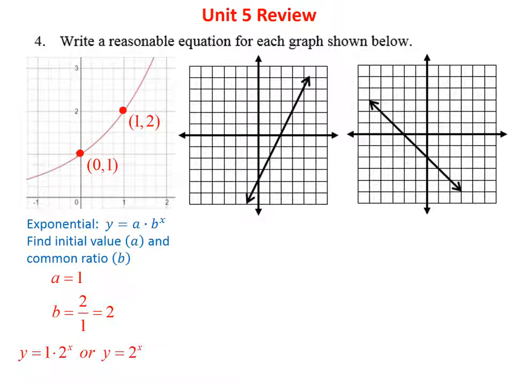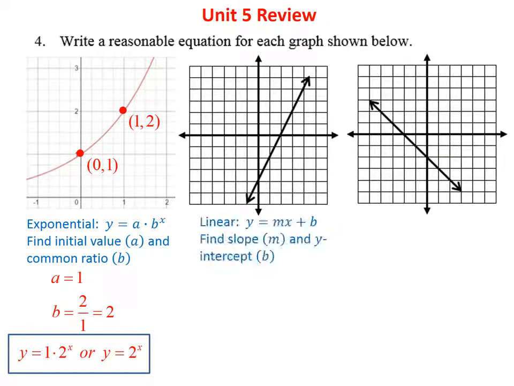So we can write our equation as y equals 1 times 2 to the x, or simply simplify and just write y equals 2 to the x power. Our second graph is obviously a straight line, so it will have the form y equals mx plus b, where m is the slope of the line, the rise over the run, and the y-intercept is b.